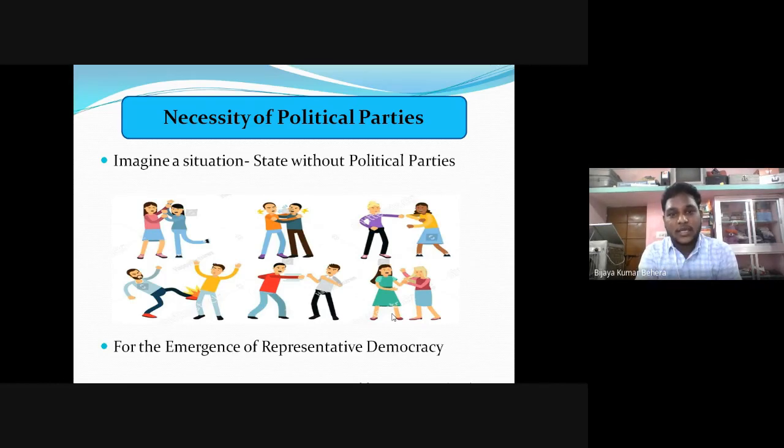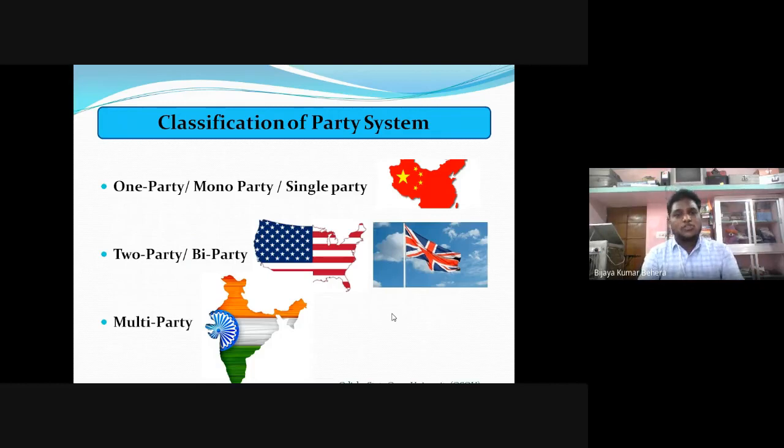We need political parties to maintain rules and regulations, to maintain peace, and to run the government. The second thing is the emergence of representative democracy. As I have already told you, there are two types of democracy: direct democracy and representative democracy. To run the representative form of democracy we need a political party, and that is the necessity of a political party.